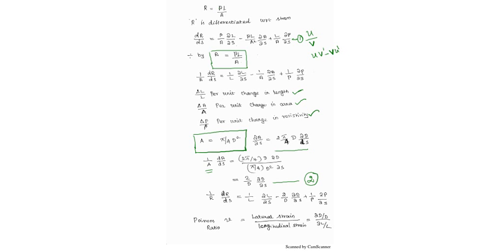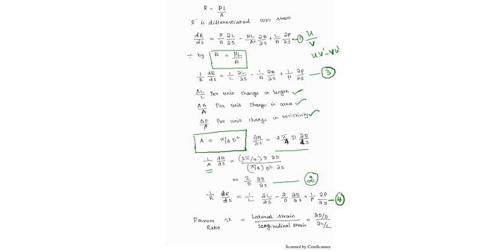After substituting 1 and 2 in the expression of my 3, what I'll have is 1 by R into dR by dS equal to 1 by L into ∂L by ∂S minus 2 by D into ∂D by ∂S plus 1 by rho into ∂rho by ∂S. So this is the expression I am getting.